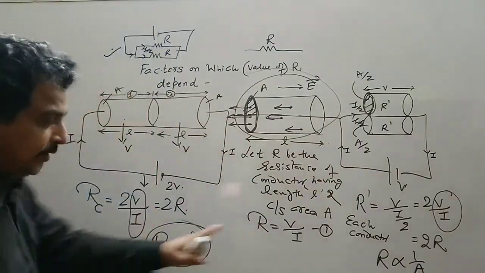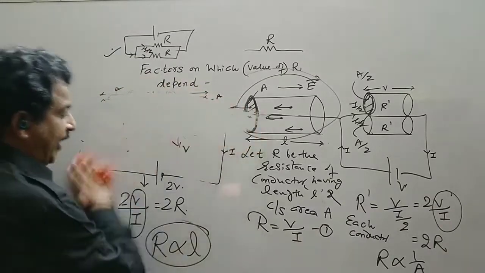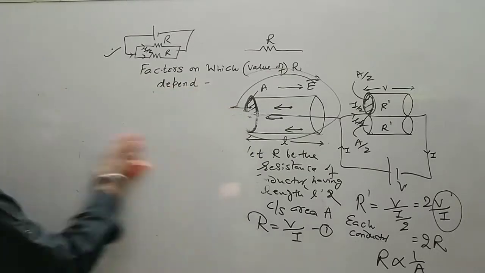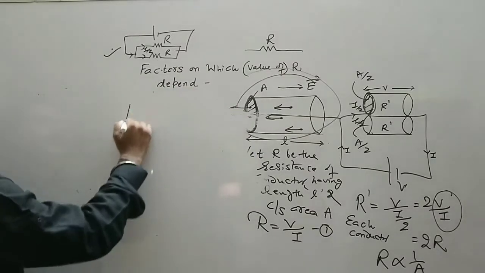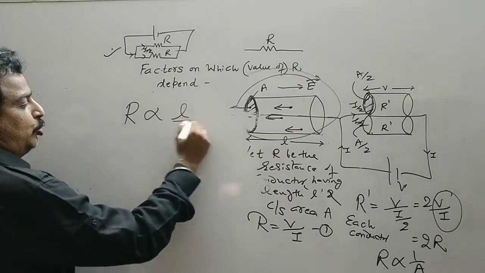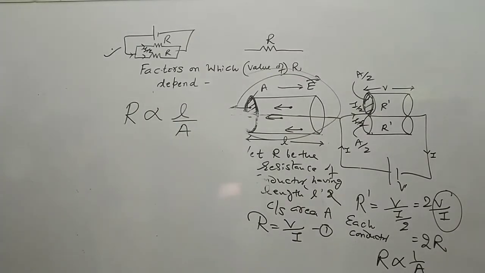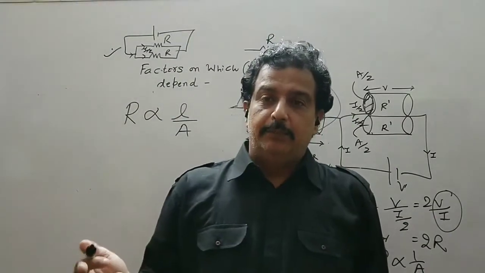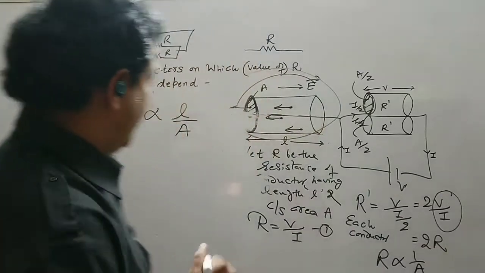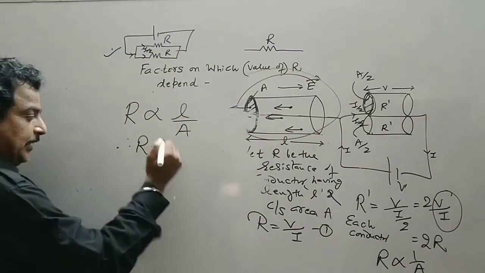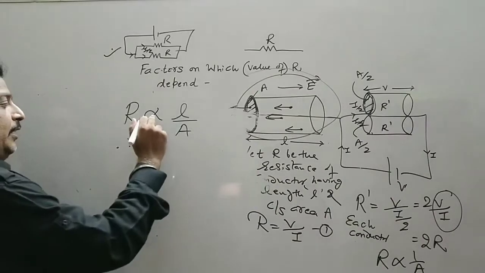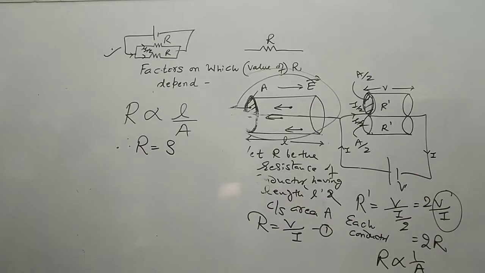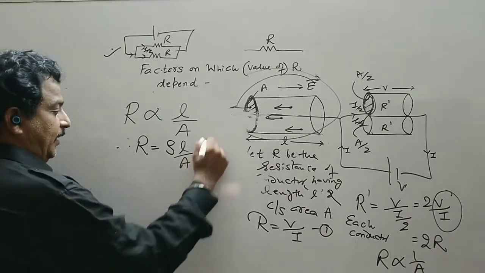Now combining both these properties on both the factors, I can write that resistance is directly proportional to length and inversely proportional to the area. So R does not depend on V and I, but R depends on length and area. Therefore, R is equal to, now again we are removing the proportionality sign and we write a constant of proportionality denoted by rho, L by A.